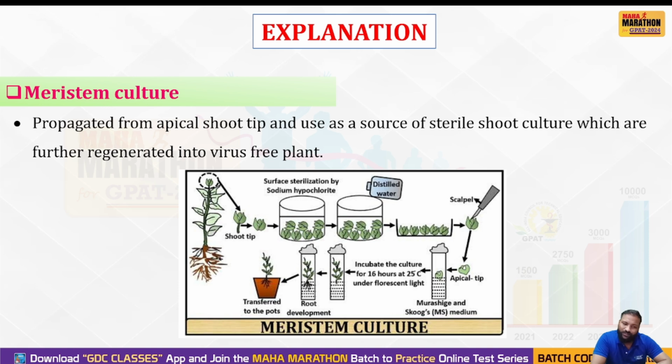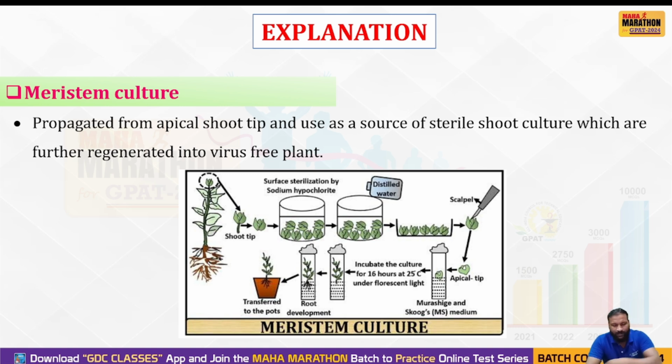The meristem, which means the apical shoot tip, is collected and sterilized, and further it is regenerated to a virus-free plant as given in this procedure. Clear? We know this procedure and all these things.